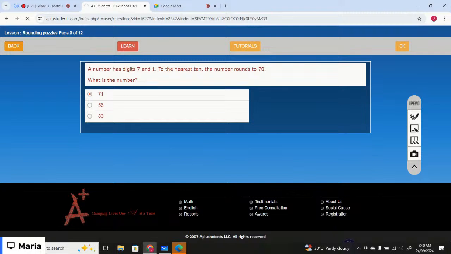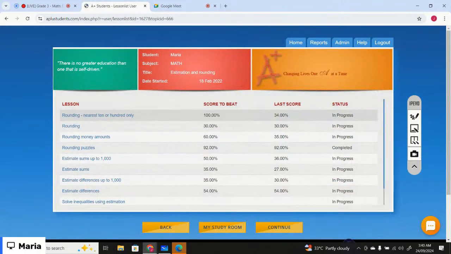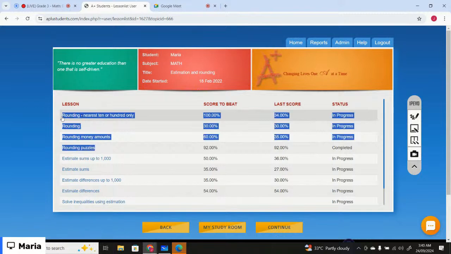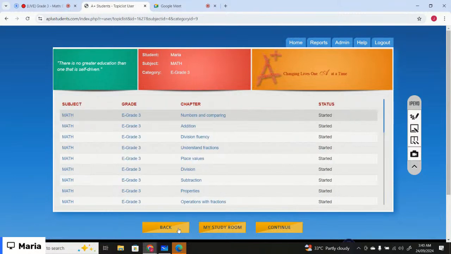Okay, you can complete the lesson by yourself later today. We were working on grade 3 math. The chapter we were working on is estimation and rounding. The lessons we have covered today are rounding to the nearest 10 or 100 only, rounding many amounts, and rounding puzzles. So please make sure that before the next session you complete all the practice questions for the lessons we just did. That is your homework until the next session, right?